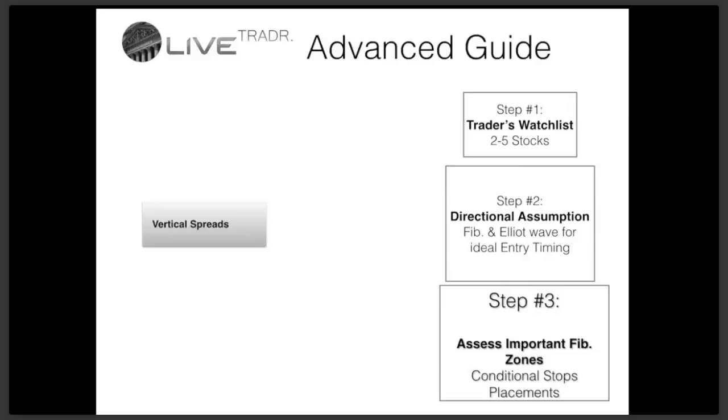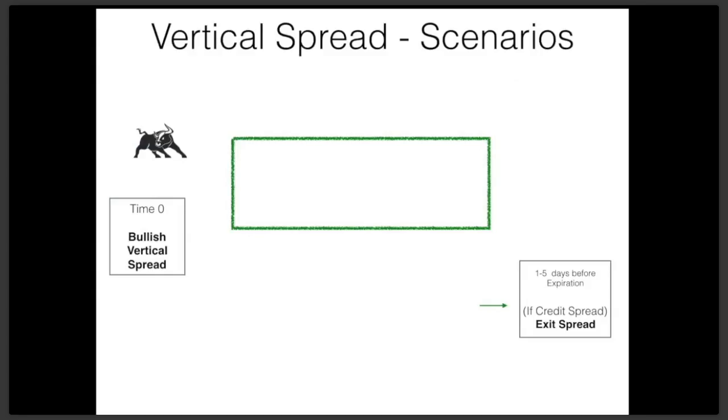Right, so step 1 is to check the trader's watch list. It's typically about 2 to 5 stocks, and can be found in your trader's report. Step 2, directional assumption. Try to use fib and Elliott wave that we describe in this webinar for ideal entry timing. Step 3, assess important fib zones, right? To place conditional stops, you can always use the Thinkorswim trade tag.